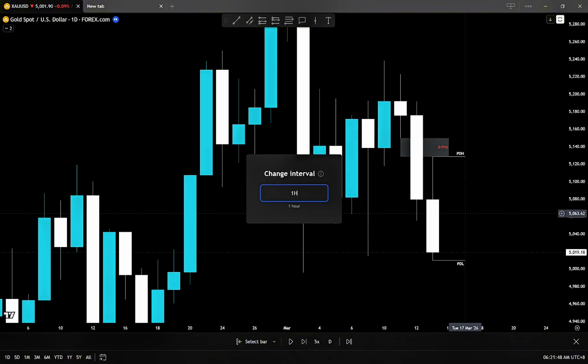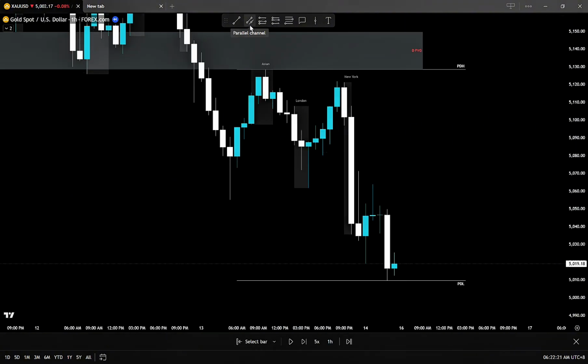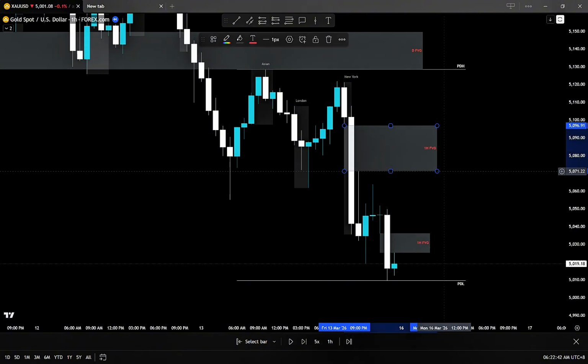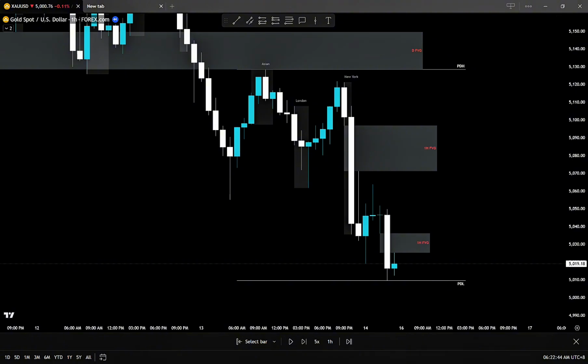Let's zoom into the 1-hour time frame to get a closer look at the price action. First, we'll mark all the 1-hour fair value gaps to identify key imbalance zones. Now, let's see if price taps into these zones and continues the bearish trend.